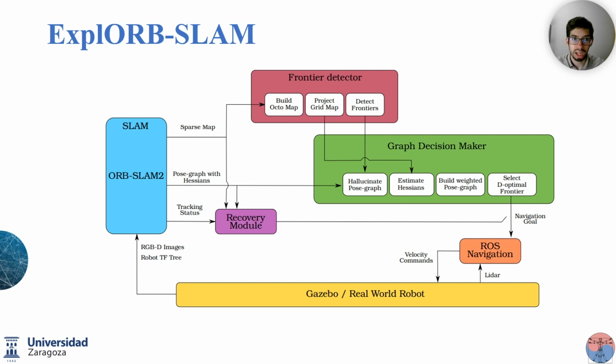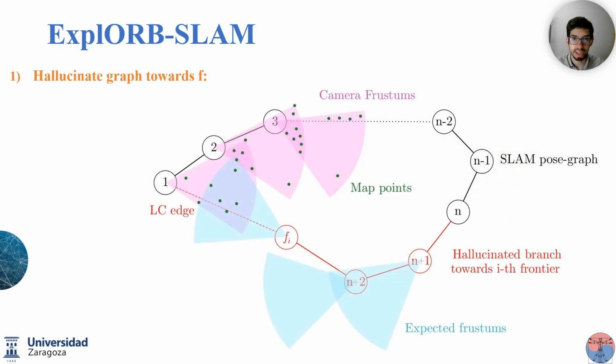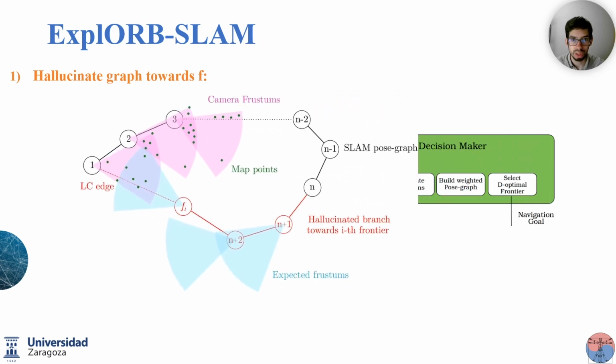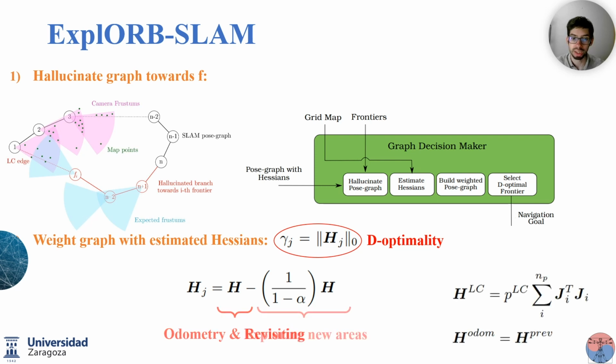Then we hallucinate this pose graph to its frontier and generate a set of posterior pose graphs to compare. In this process, we also consider the appearance of loop closure constraints. Each edge in the graph is weighted by the optimality of the relative information matrix, or Hessian. And for those edges hallucinated, we predict an information matrix that accounts for both exploration and exploitation.